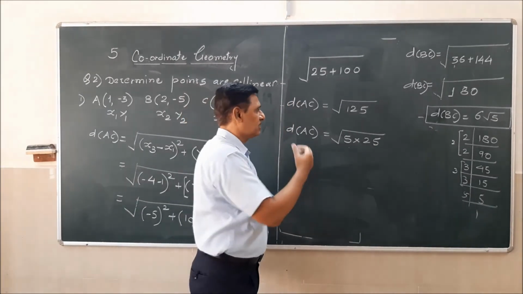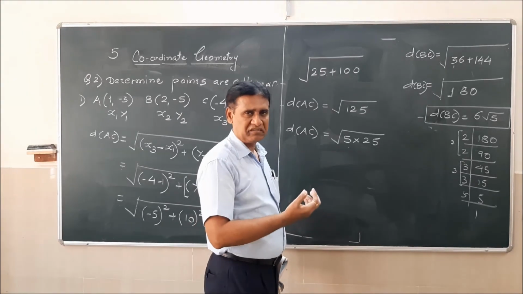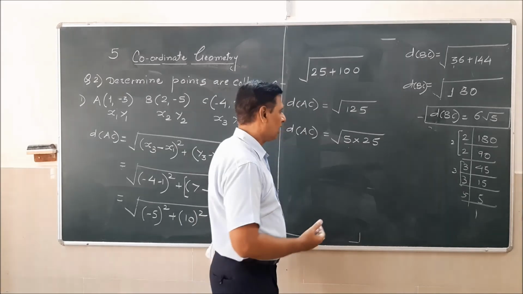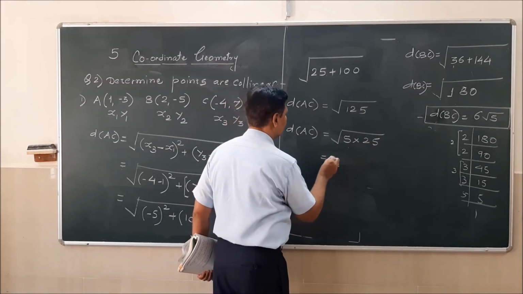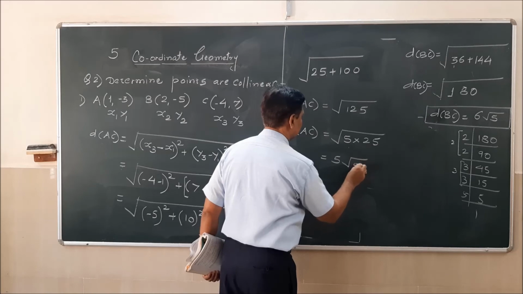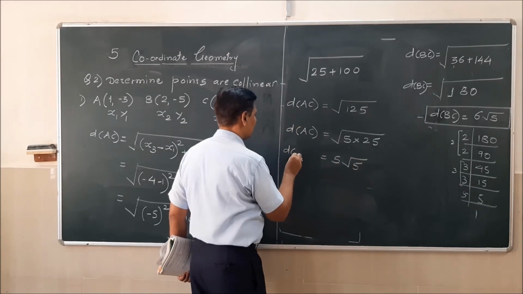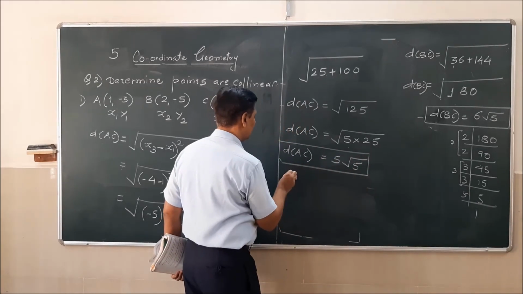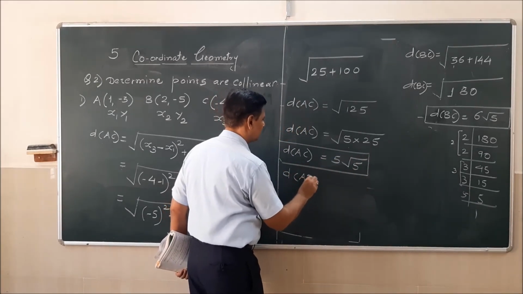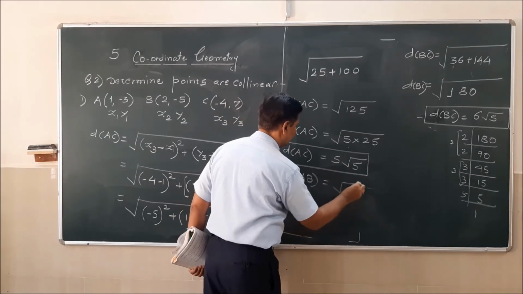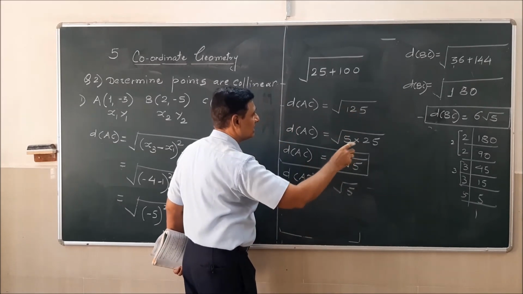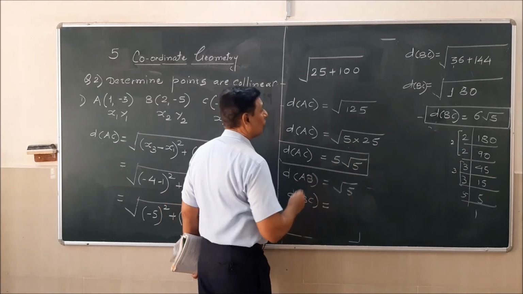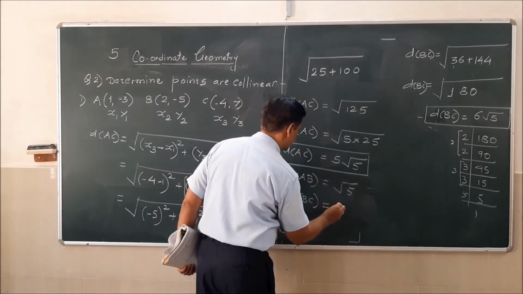Why have I written this number 125 as 5 into 25? Very simple reason. Because 25 is a perfect square, and you can take the square root of 25 as 5. So you'll get it as 5 into root 5. So distance AC is 5 root 5. Distance AB is only root 5. And distance BC is equal to 6 root 5.